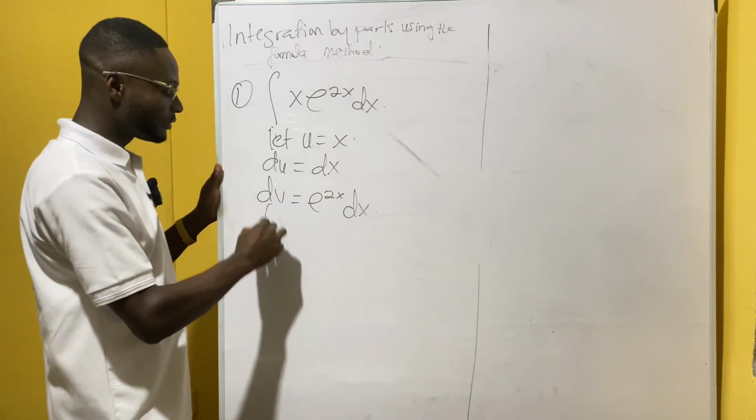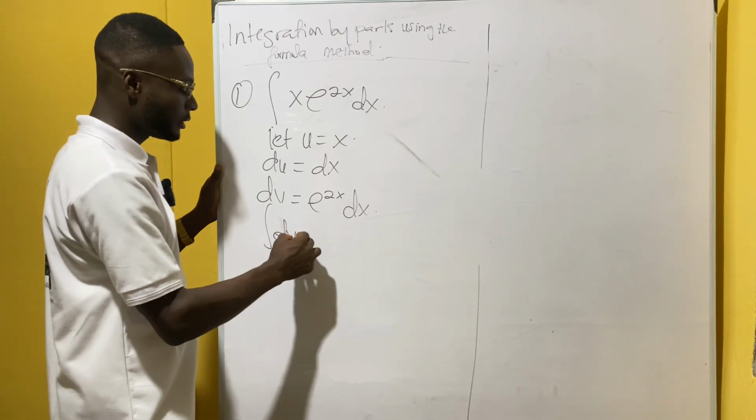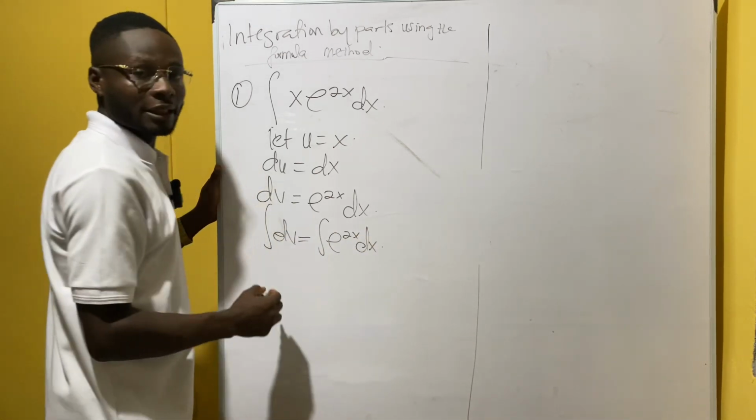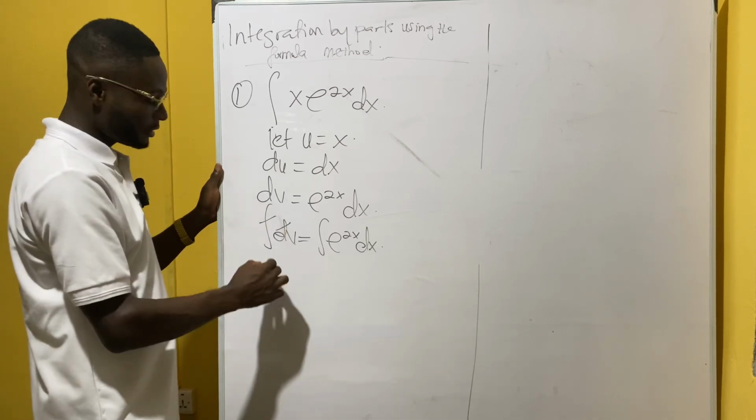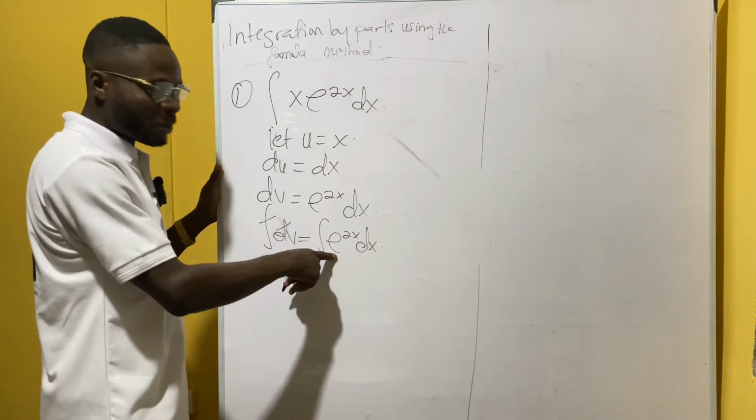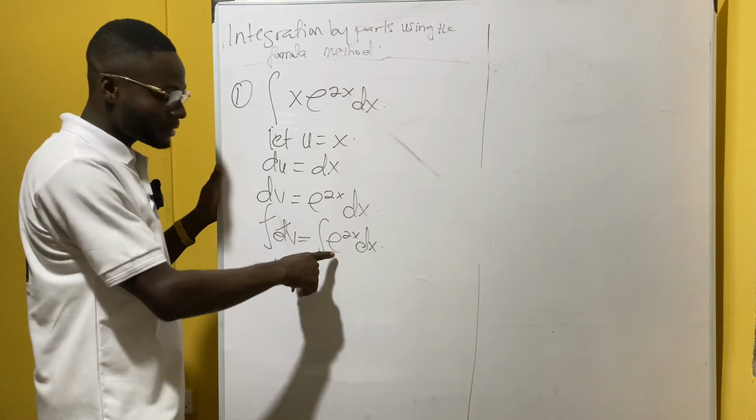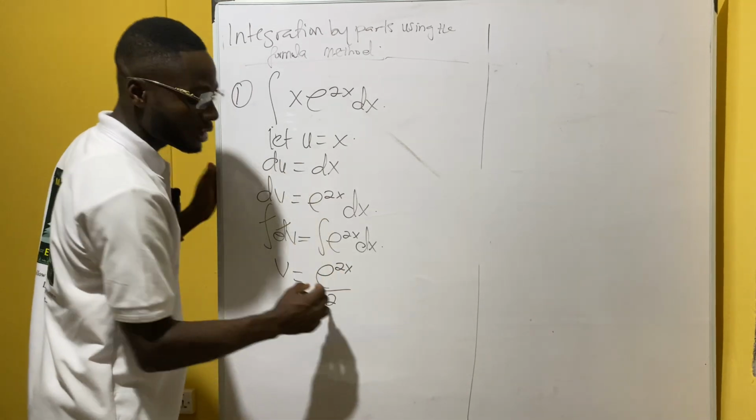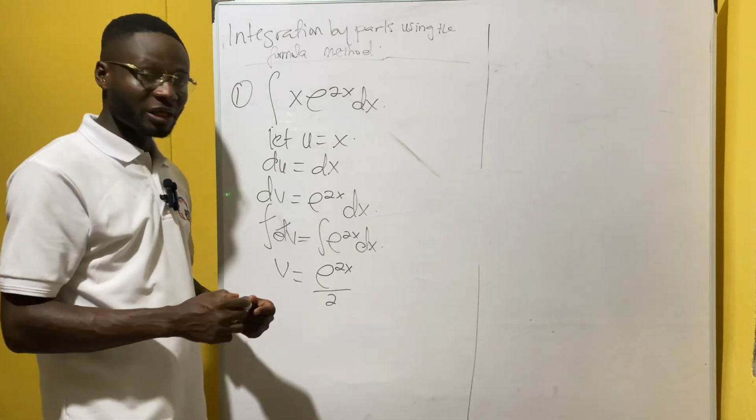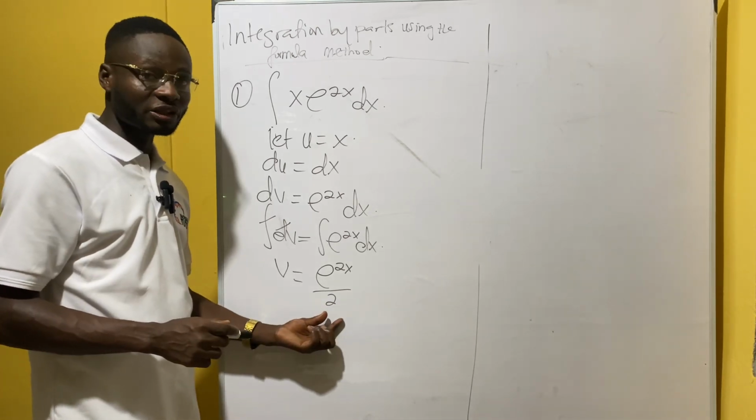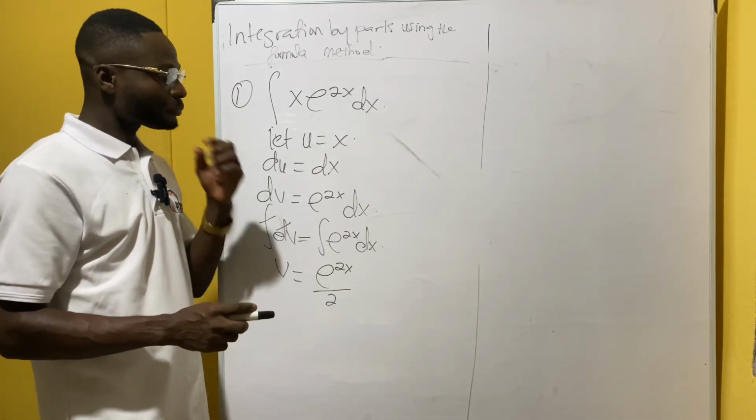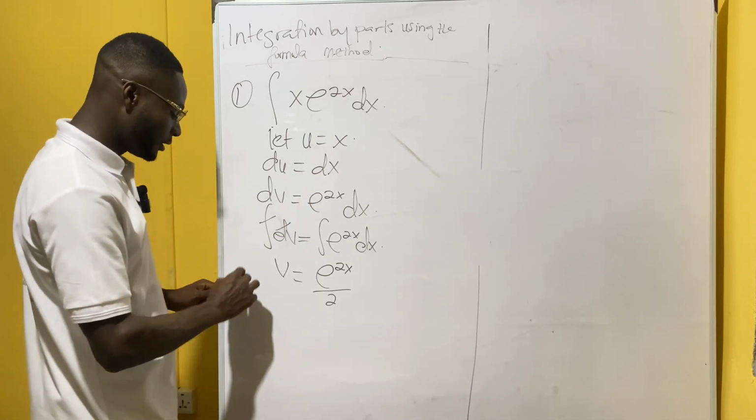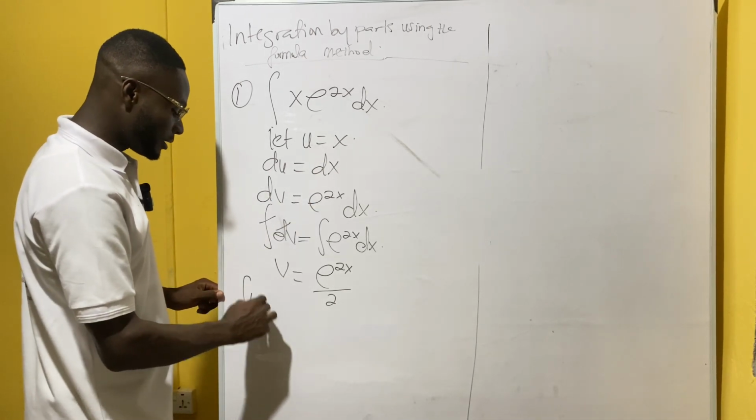When we integrate both sides, we have v equals, when you integrate e power 2x, e power 2x all over 2 plus a constant of integration, but we don't need the constant of integration at this point. So now let's quote our formula for integration by parts.